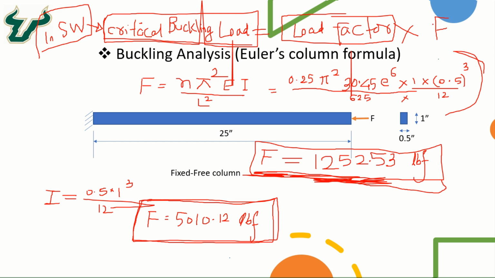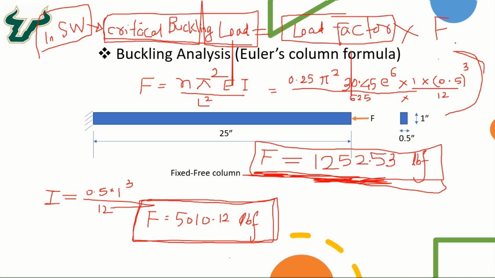All right, so we used F equal to 1 pound, and the load factor we got from the SolidWorks results was 1254. So 1254 times 1 equals 1254, and so basically whatever the load factor is, that is the critical buckling load.